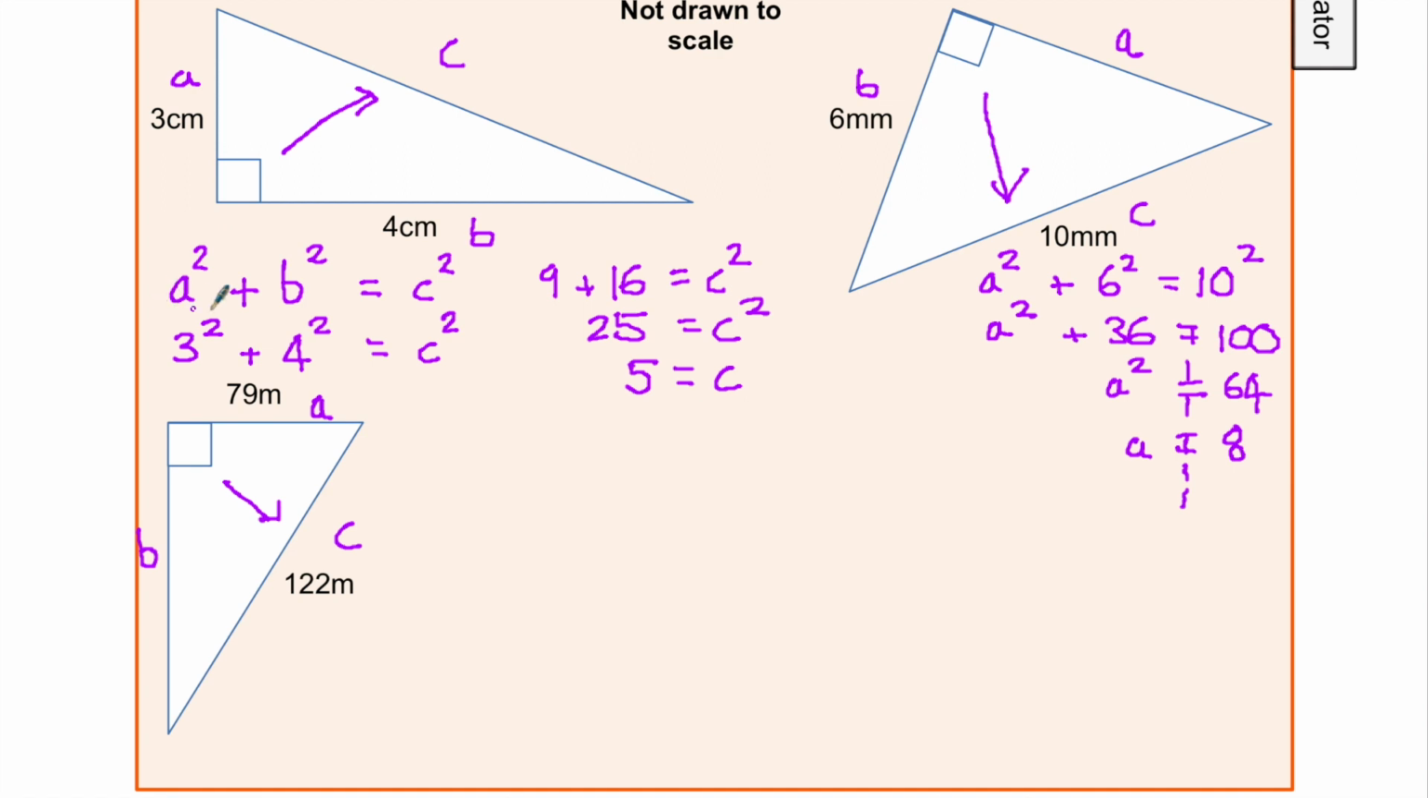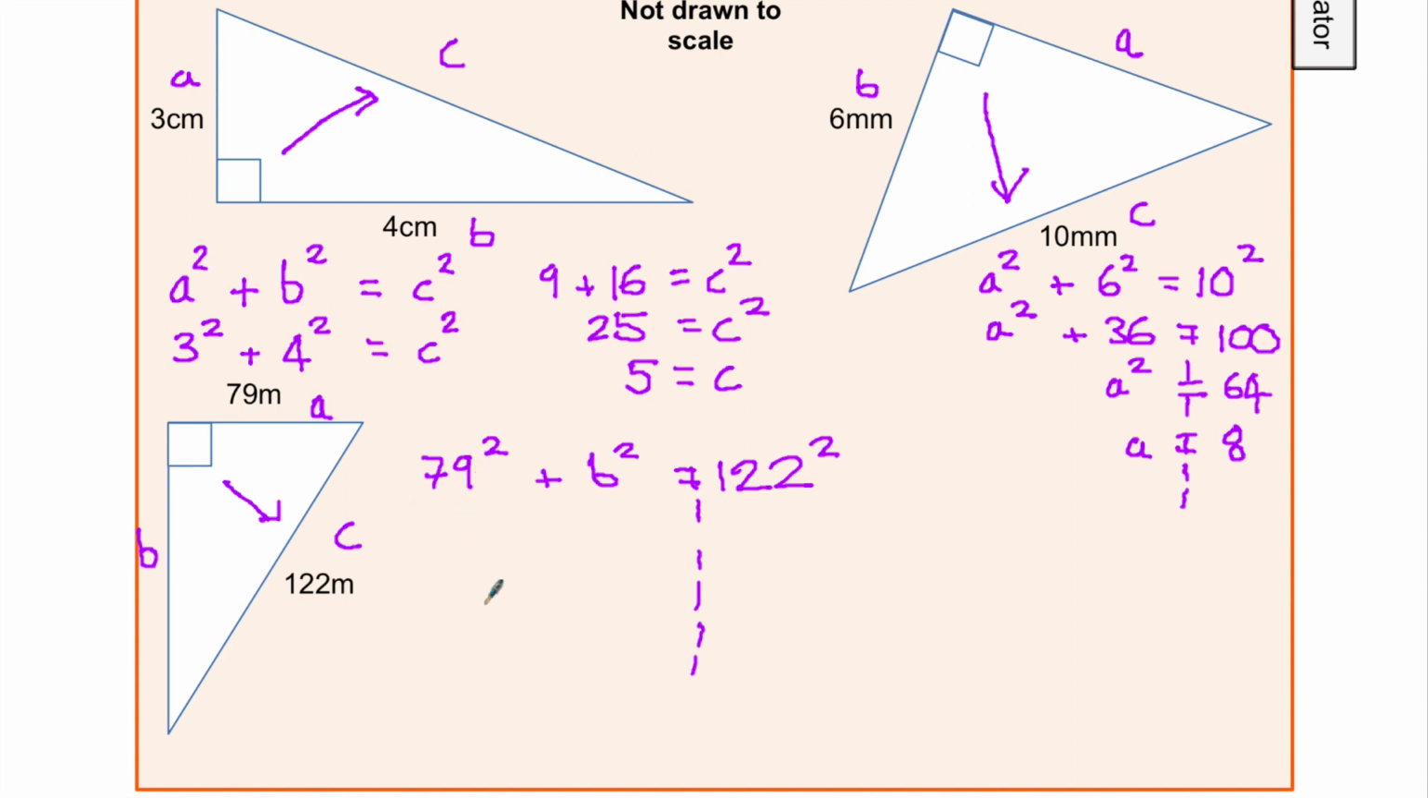And again, Pythagoras' formula's here, so let's sub it all in. So A I'm saying is 79. So I need to square that. B we don't know. And C is 122. Okay, so we've got some quite big numbers this time, so let's use a calculator.